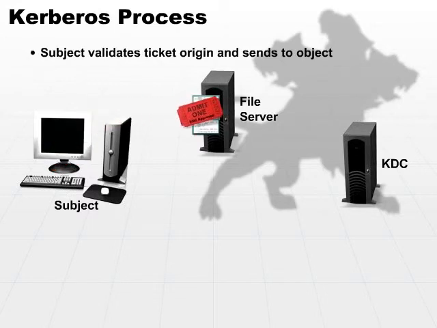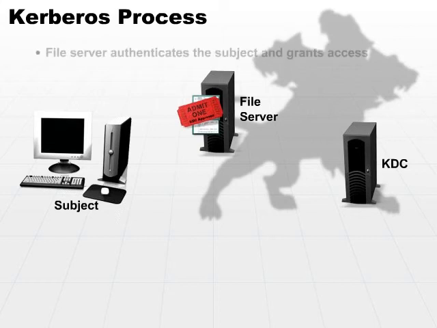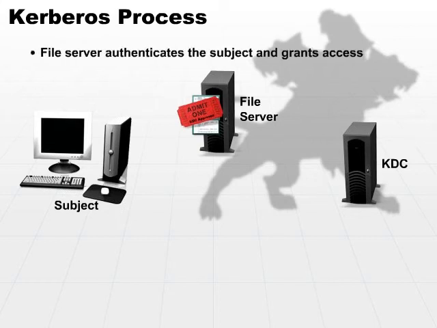So he sends the ticket onto the file server. The file server then authenticates that the ticket came from a valid source. He opens it, looks at the subject, makes sure that the subject he received the ticket from is the subject that's referenced inside the ticket, and then he says, well, obviously this object is accessible by the subject, so I'm going to grant access to that particular object. So bottom line is, he allows the subject to access the file located within this file server.